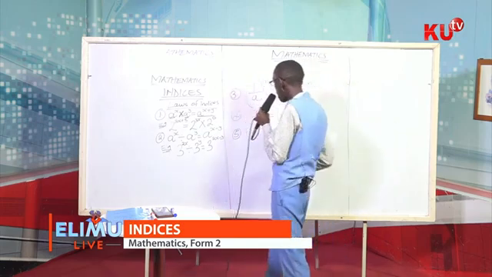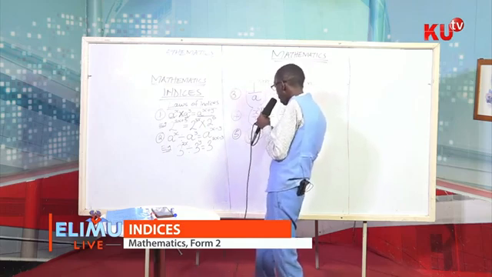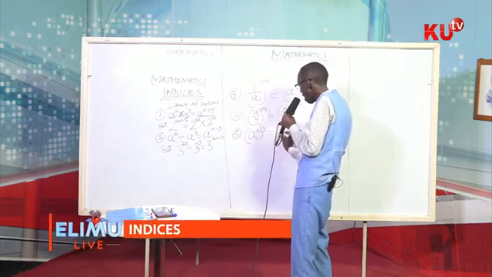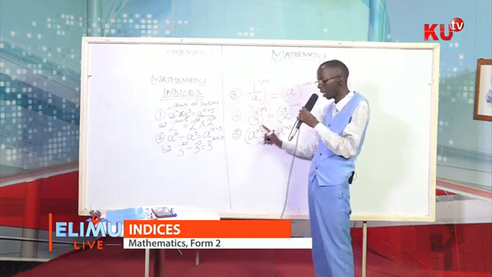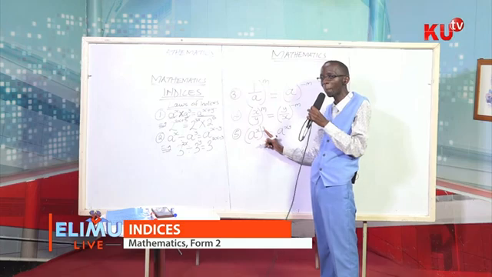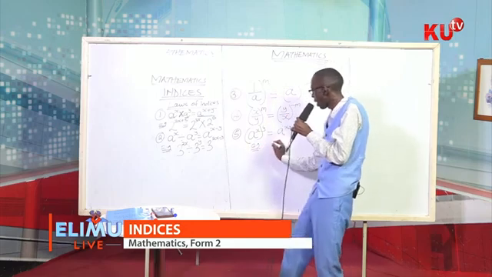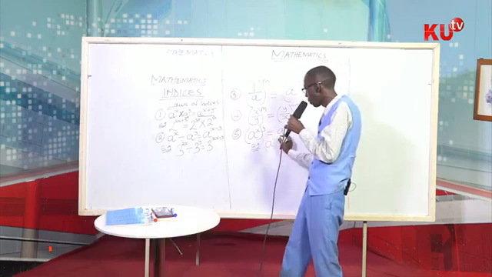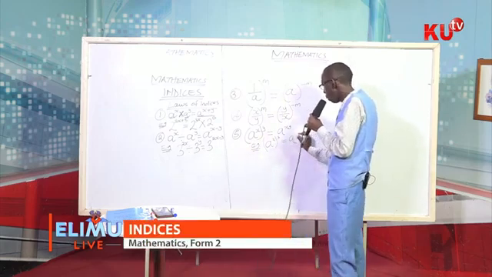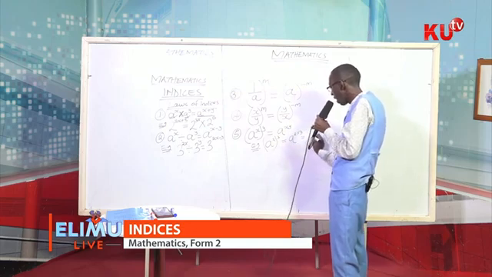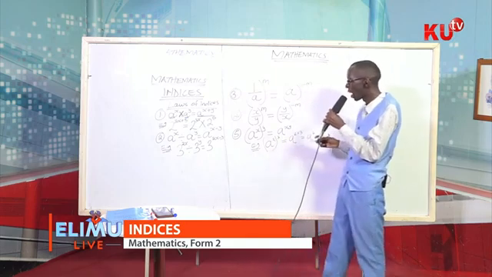Law number 5 of indices is a to power x into bracket to power y. It is the same as a to power xy. You multiply the powers. This bracket means multiply the powers. We can have an example to understand that law better. a to power 2 into bracket to power 3 will be the same as a to power 2 times 3, which will give us a to power 6. That is law number 5 of indices.